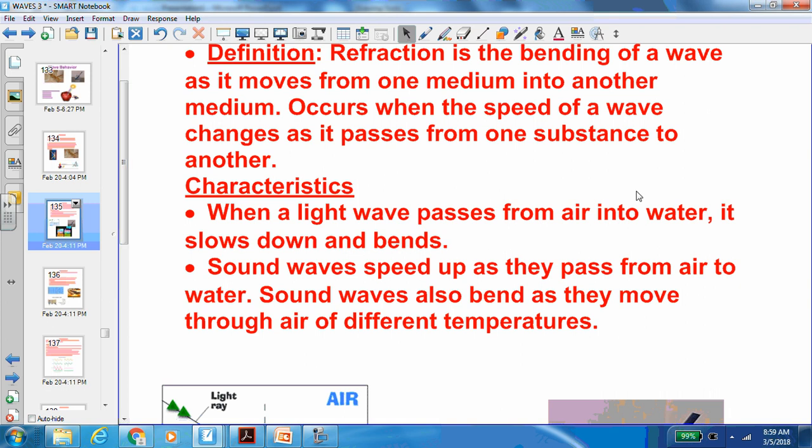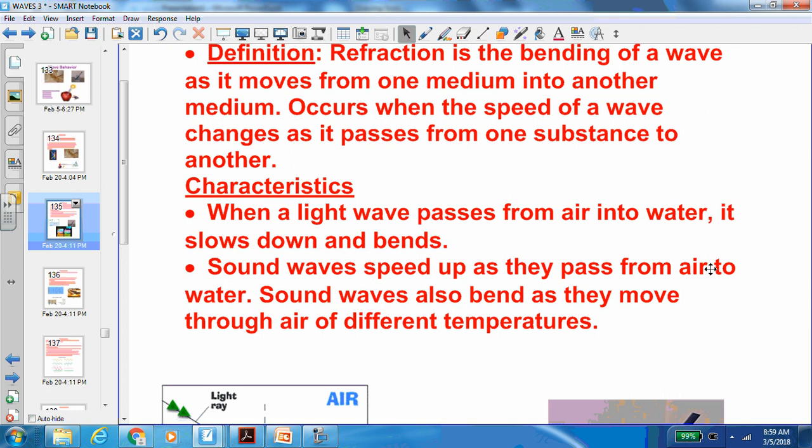So that's why when it goes from air into water, so you're going from air where the particles are less dense into water where they're going to be a little bit more dense and close together, those waves are going to slow down and bend. Sound waves are kind of the opposite of that. They're mechanical. Mechanical waves are going to tend to travel much faster in particles that are more dense. So if sound is traveling from air into water, they're going to speed up.